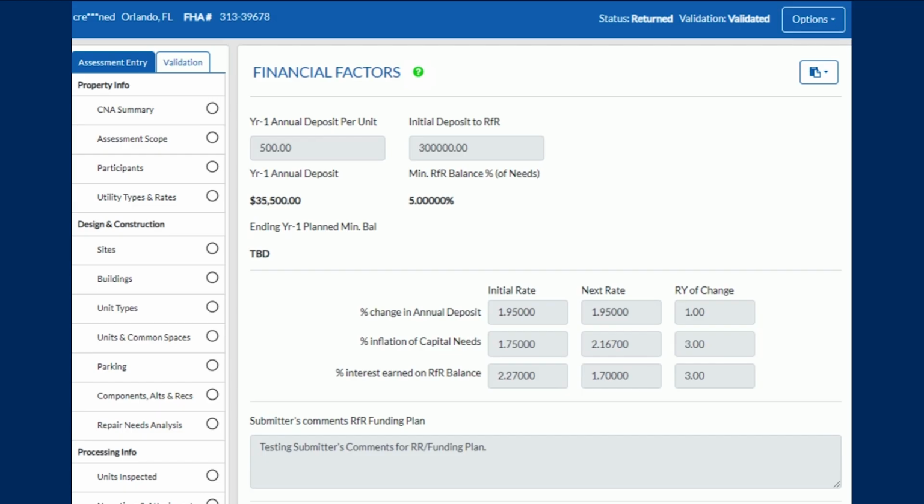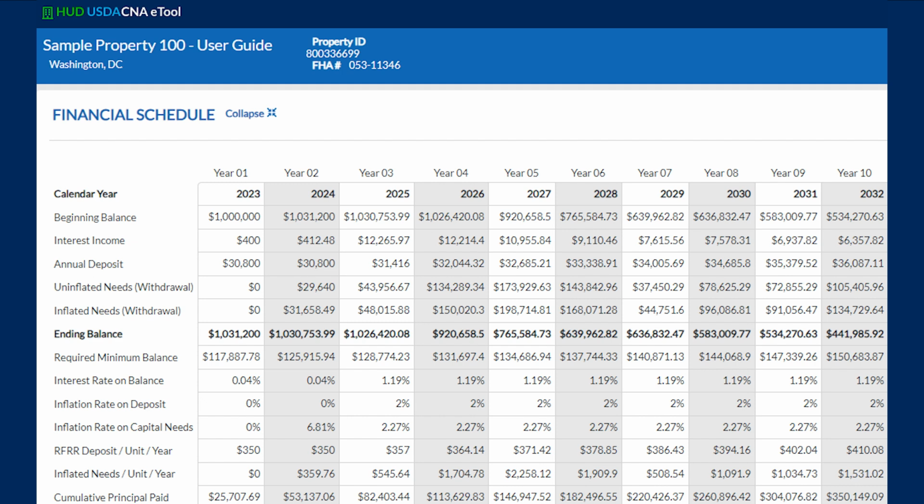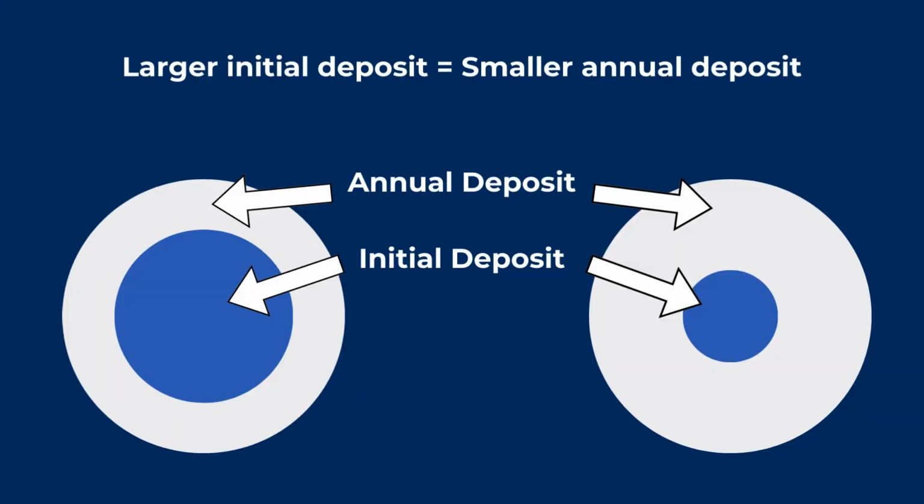On the Financial Factors screen, the first thing you'll do is enter an initial deposit to the Reserve for Replacement account, also known as the IDRR. You will also enter the annual deposit to the Reserve for Replacement account, or ADRR. The initial deposit plus the annual deposits must be sufficient to fund the project's anticipated capital replacement needs in each year of the replacement schedule. You will likely try different combinations of IDRR and ADRR. A larger initial deposit will allow for smaller annual deposits. Smaller annual deposits will require a larger initial deposit.